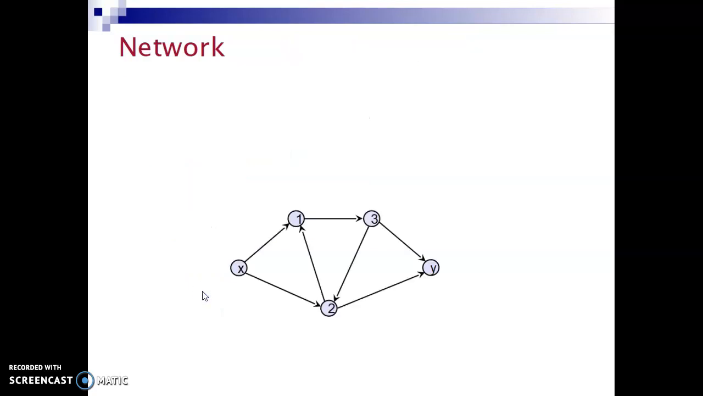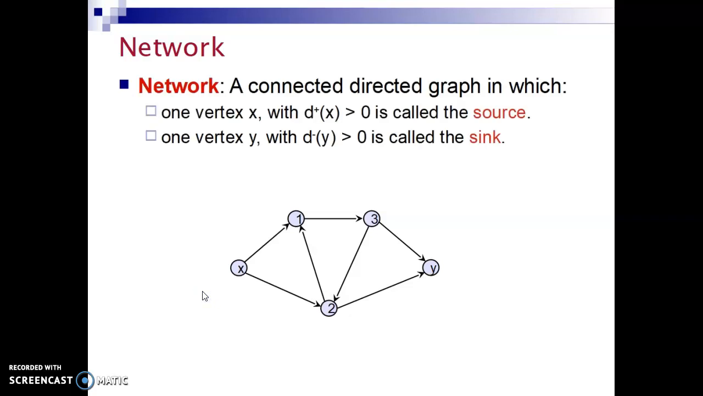So what is a network? A network is a connected, directed graph. In a network, there's at least one source. You see the source X here in this example. And then at least one sink.